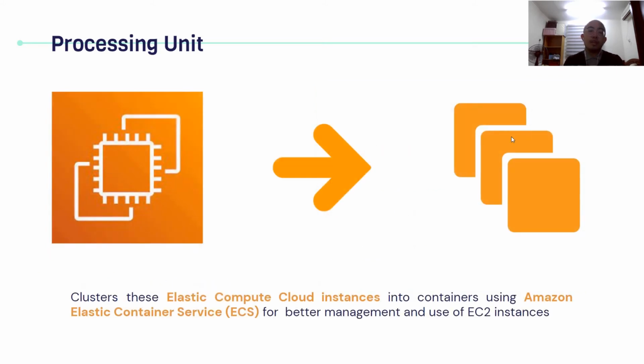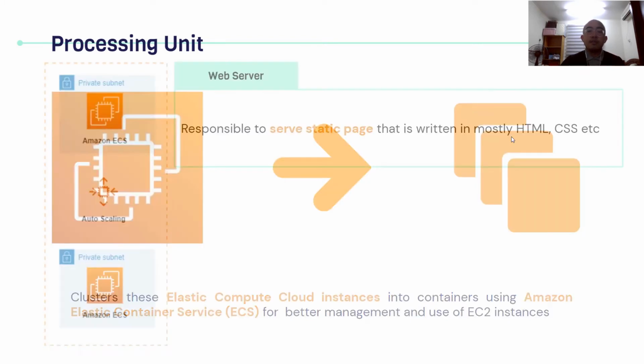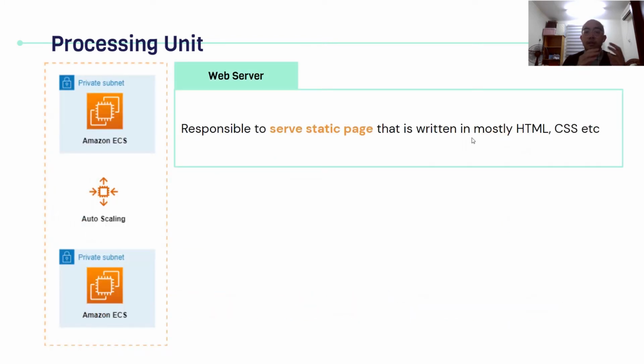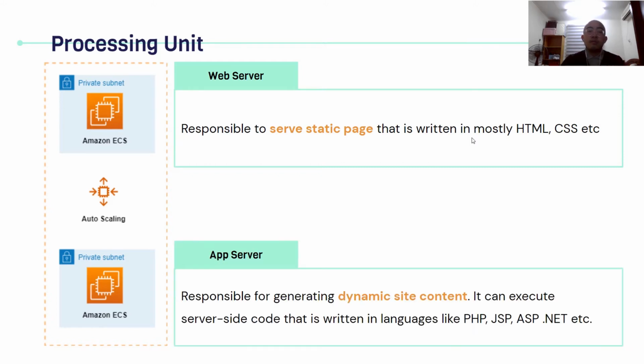For every system, we need a processing unit that can help us process and store data. Therefore, in our architecture, we use AWS EC2 to help us accept, process, store, and output data. For better management of these EC2 instances, we cluster several EC2 instances into two containers using the AWS Elastic Container Service. One cluster is the web server that is responsible for serving static pages, while the other is the app server that serves dynamic site content written in languages like PHP, JSP, etc.